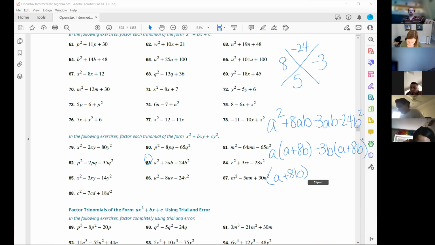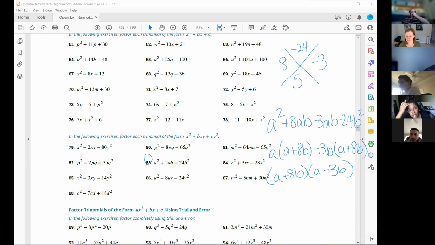Let me read it out loud though, so you can check what you have. So I have A plus 8B times A minus 3B. Yeah. So it's the same process, y'all. It just looked scarier because there were 2 letters, 2 variables, but it's the same thing. Any questions on that one?